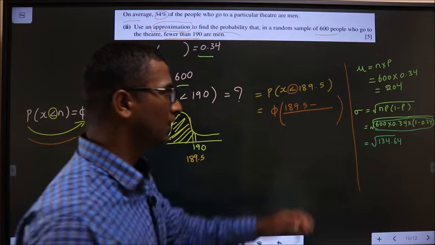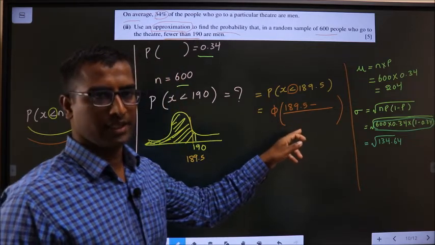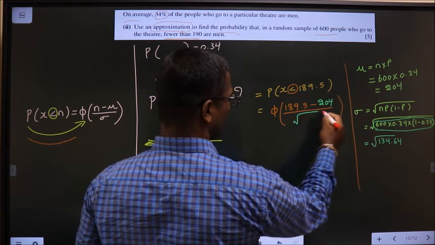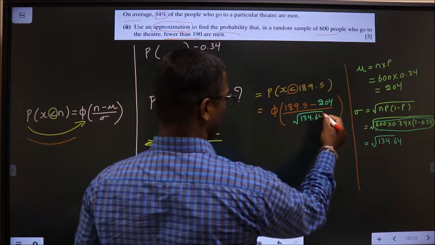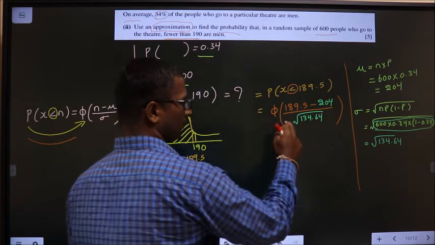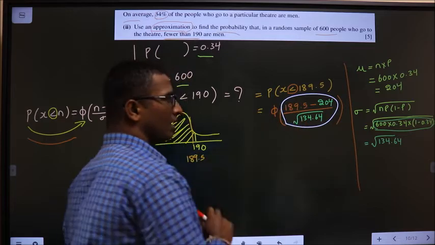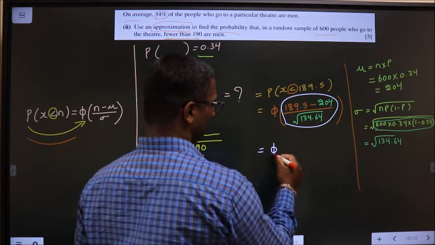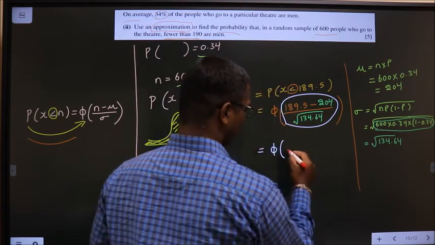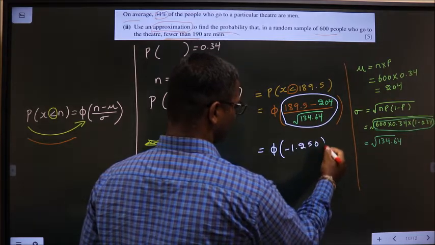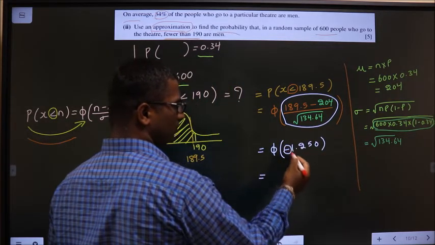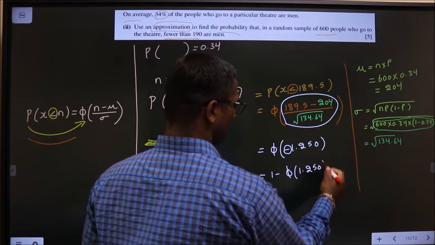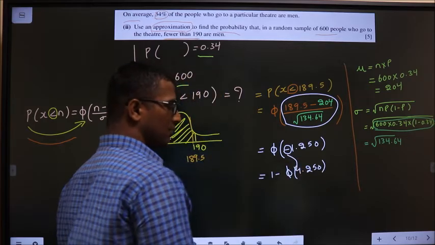Okay. Now replace mean and standard deviation over here. So mean is 204. Standard deviation is square root of 134.64. Now, put this in the calculator and take up to 3 decimal places. So we get phi of minus 1.250. Now I should make this into positive. For that I should do 1 minus. So whenever I do 1 minus, the negative will become positive.